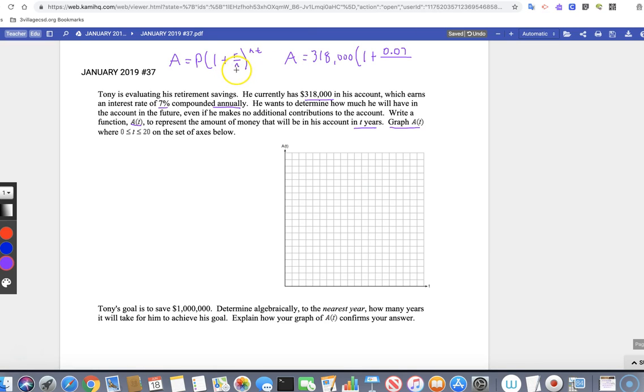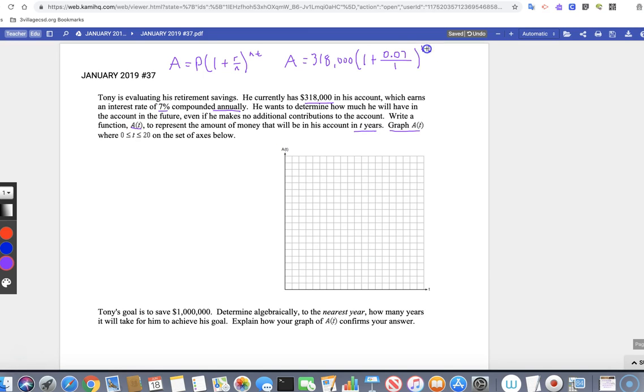And remember, n is the number of compounding periods during the year. Since the interest is compounded annually, annual means just once a year, so n would be simply 1. And then we would have this all raised to the 1 times t. This would be our equation, but for the purposes of this problem, we could simplify it and write this as 318,000 times 1 plus 0.07 over 1, which simplifies to just 1.07, and 1 times t is just t. And this here would be the first part of this question. This would be our equation.